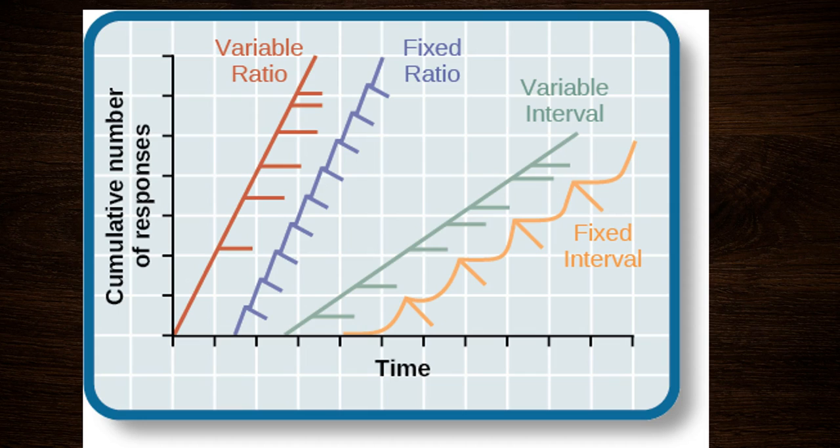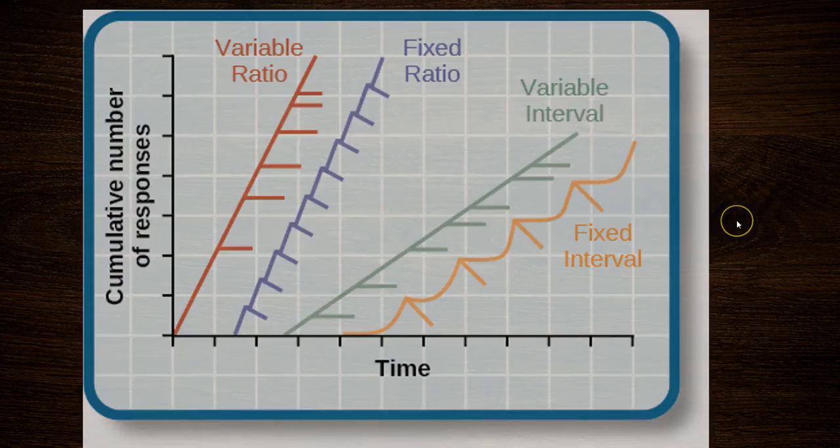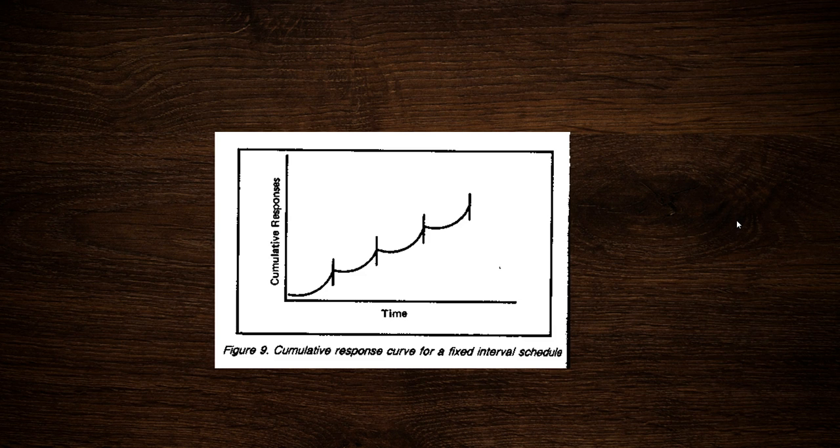Let's look at them one by one. Here is an example of an FI schedule of reinforcement. This is an example of a cumulative graph. You see the diagonal lines below responding. This is when reinforcement is provided. Along the x-axis is time, and along the y-axis is cumulative responses. This depicts a scallop pattern of responding. Rates of responding are slow and steady.